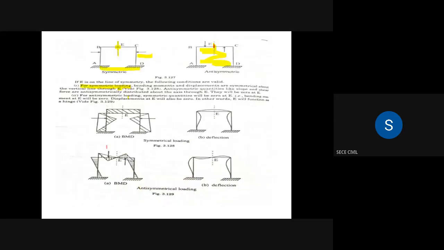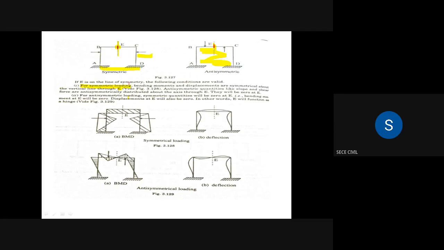So what is the condition? Here there are two cases, two points: for symmetric loading and for unsymmetrical loading. For symmetric loading, bending moments and displacements are symmetrical about the vertical line through E. So anti-symmetrical quantities like slope and shear forces will be 0 at E.